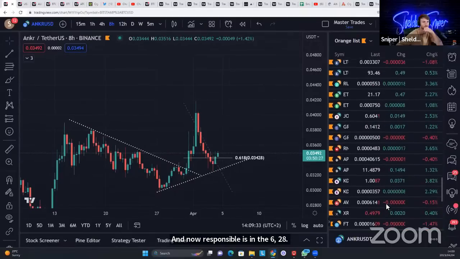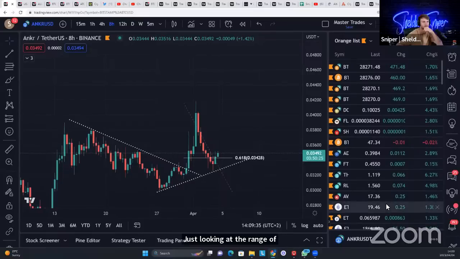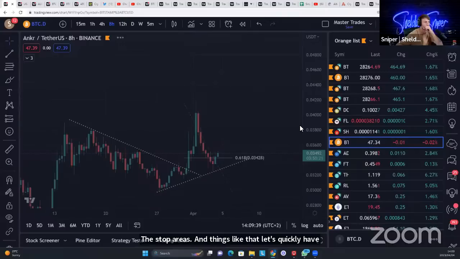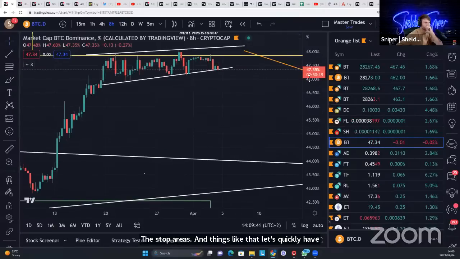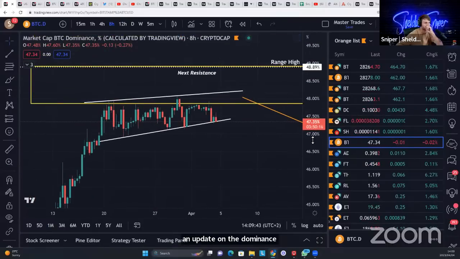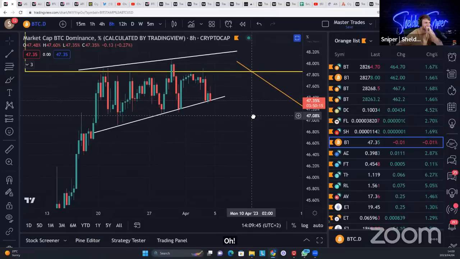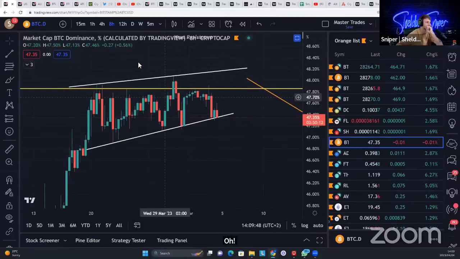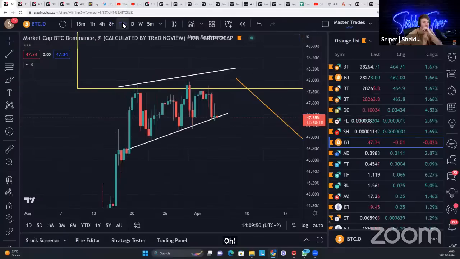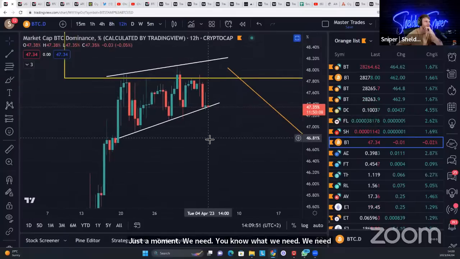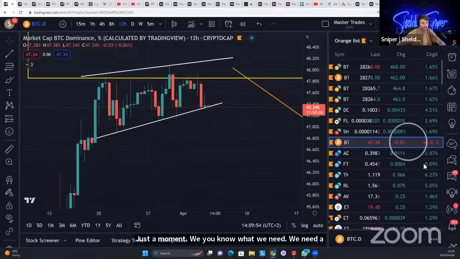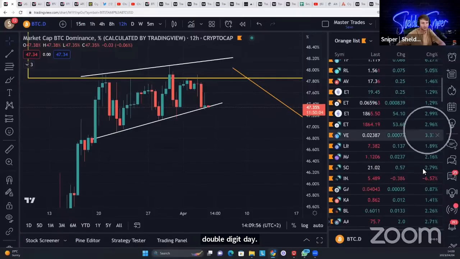Just looking at the range of the stop areas and things like that. Let's quickly have an update on the dominance. Oh yeah. Just the moment. You know what we need? We need a double-digit day. All of this, just double digits. We haven't had one of those in a while.